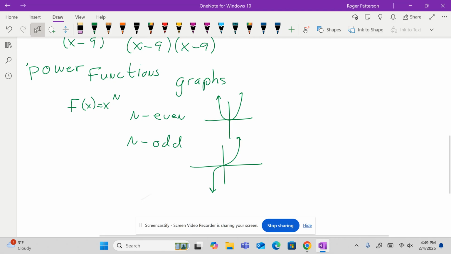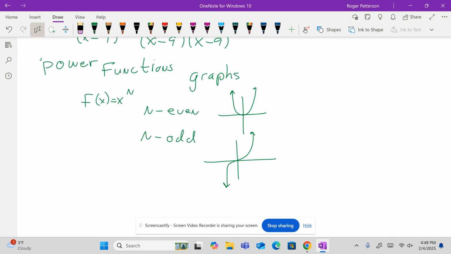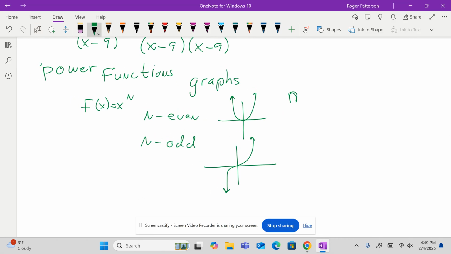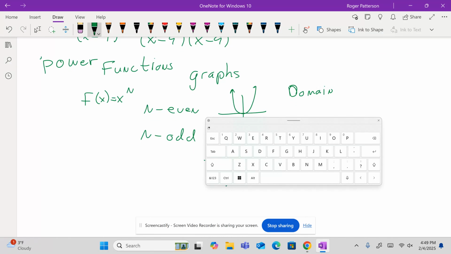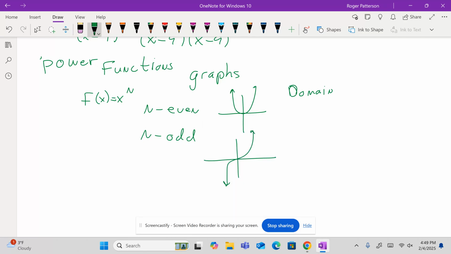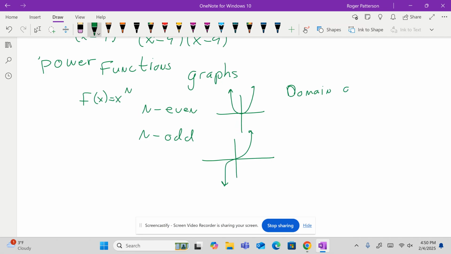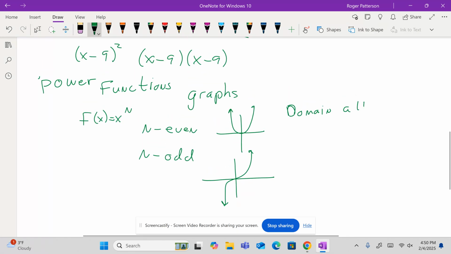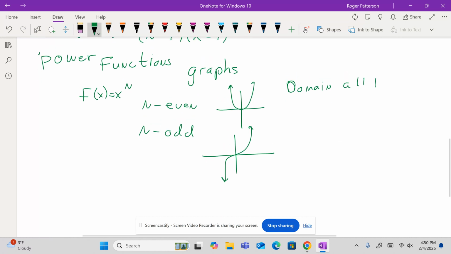Let's do the domain and ranges now. Okay, and then I'll stop writing. So the domain for these even looking ones, what is it? Oh, all real numbers, okay? And we haven't done a whole lot with interval notation, so right now, but we will, okay? So we're just going to write all reals.